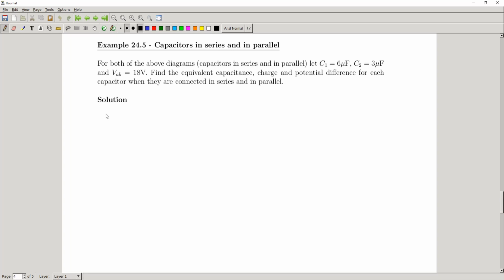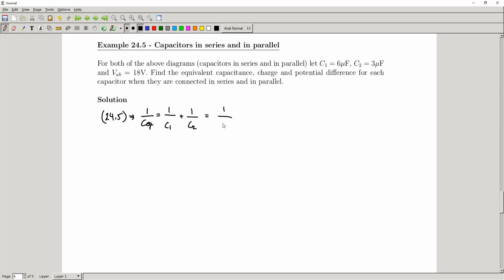So the way we're going to do that is equation 24.5 from above is going to give us this expression. It's basically the one where we saw the reciprocal of the capacitances, and it's going to tell us that our 1 over CEQ is going to be equal to 1 over C1 plus 1 over C2, and so this is going to lead us to an expression like this.